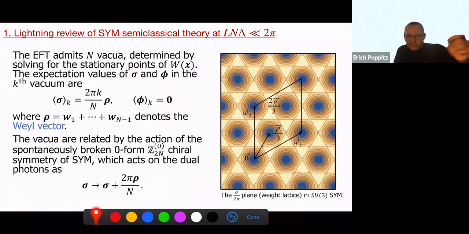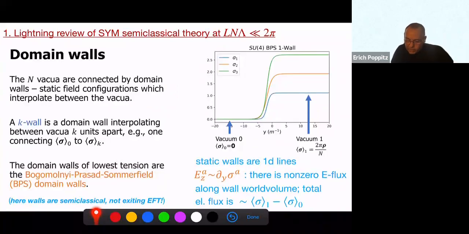It has to, so in the effective theory, okay? And this is an example of static walls. So say for SU4, just to show you what fields do, for SU4, you consider vacuum 0 and vacuum 1. And the sigma fields do things, okay? There are 3 sigma fields for SU4. They do things like that. They change. And the phi field does something like that because it goes from 0 to 0.